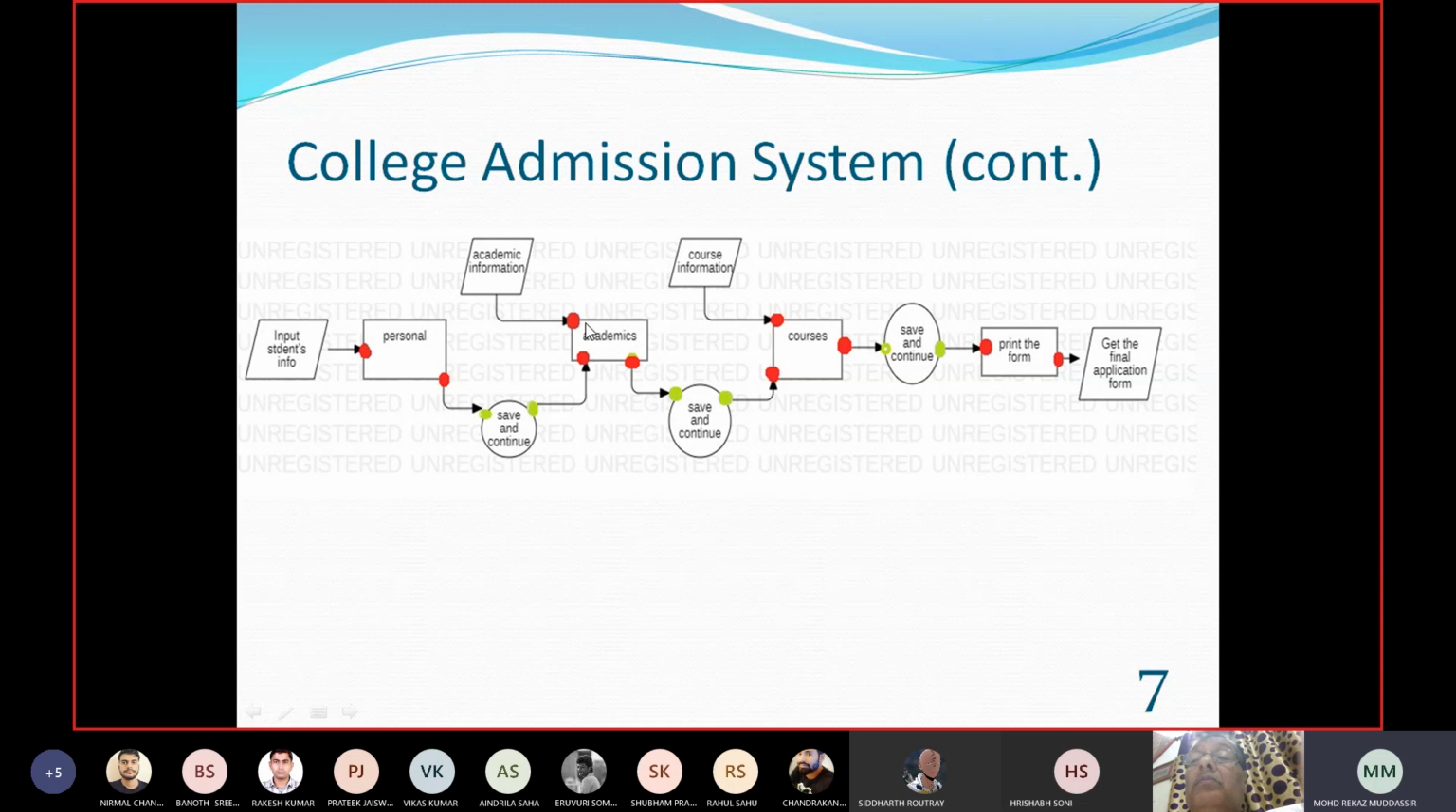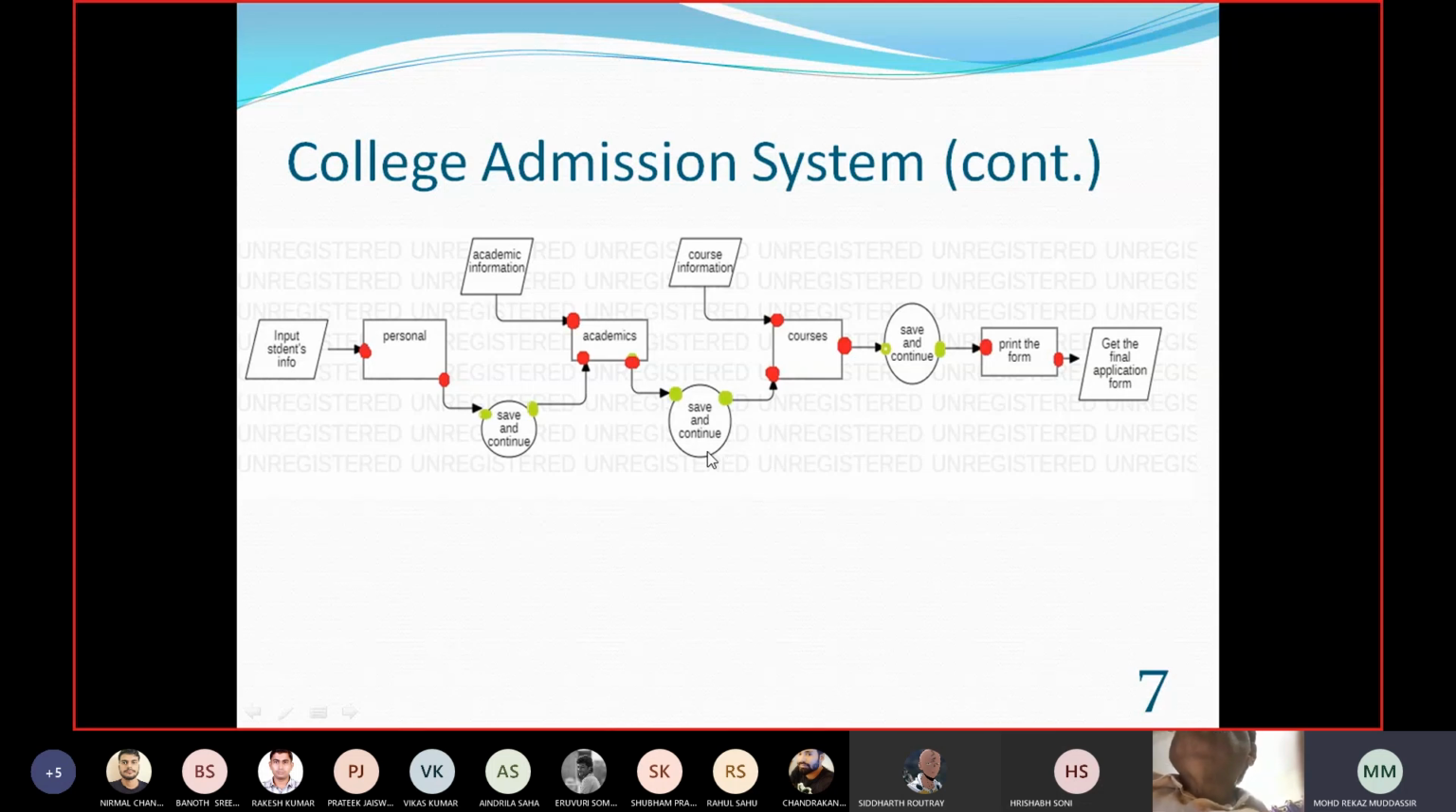Similarly, in the academic component, the student will upload all the mark sheets and give all the 10th or 12th marks in each subject, or all the marks he obtained in the BTech semesters. He will upload that in the academics. That will act as data for the academics component. And after moving through the academics component, there will be a button for save and continue.